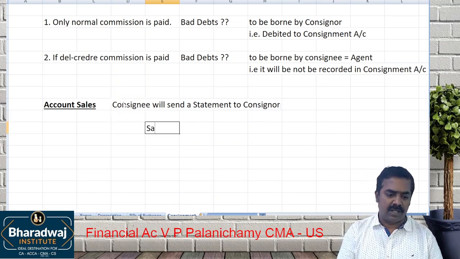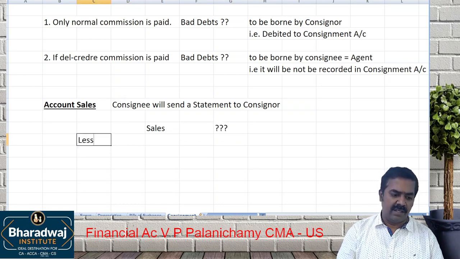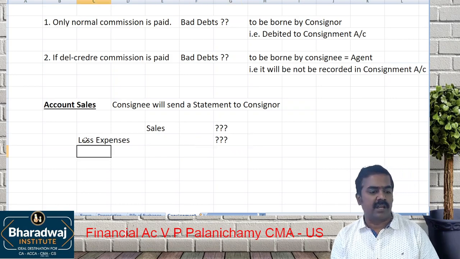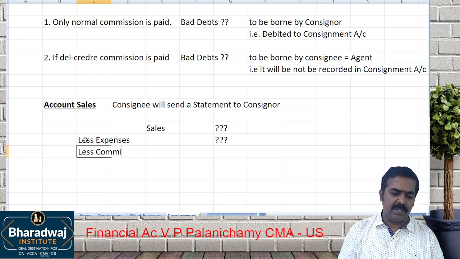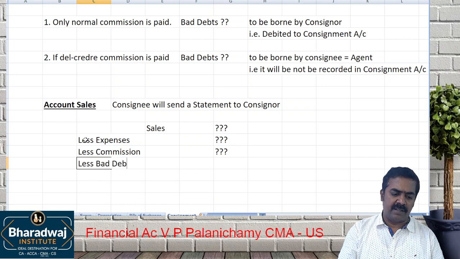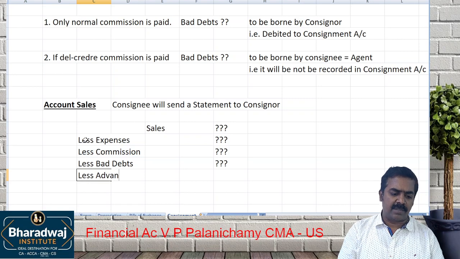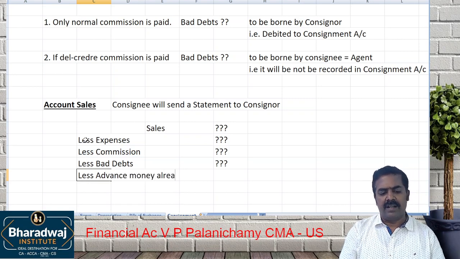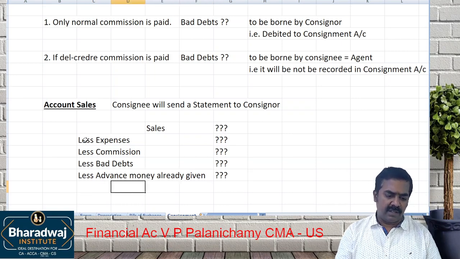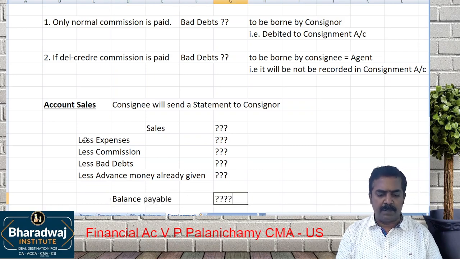And the sales: what is the sales made by the consignee? Less expenses paid, like godown rent, printing and stationery, stock maintenance charges. He will deduct commission. Less bad debts if any. Bad debts are deducted. Less any advance money already given. Then balance amount. Like this, he will prepare a statement.